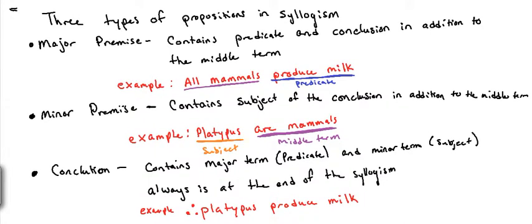So, when we look down here, our conclusion will be the major term's predicate and the minor term's subject. And it is always at the end of a syllogism. So, in our example, if we made this a syllogism by making it have a conclusion, our conclusion would be, all platypus produce milk. There we can see we have the predicate, produce milk, and the subject from our minor premise and predicate from our major premise.